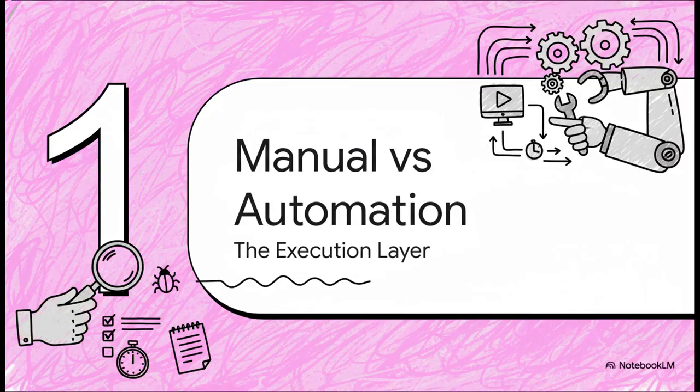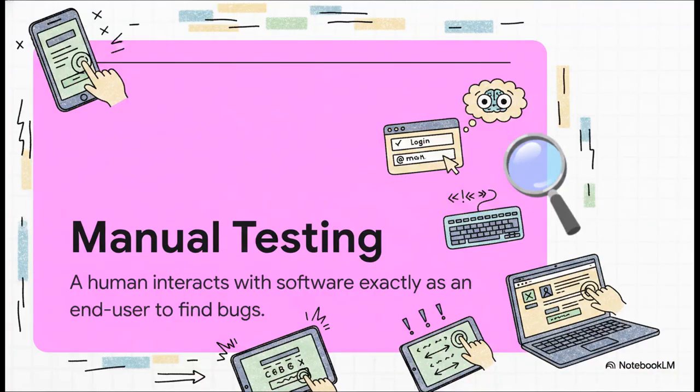All right, Section 1, Manual versus Automation Testing. This is really our execution layer. So, manual testing. It's exactly what it sounds like, right? It's you, an actual human being, physically tapping a phone screen, swiping through menus, or clicking around a website just like a real user would. Basically, you're actively trying to break things. You're making sure the software holds up under real-world, messy conditions.